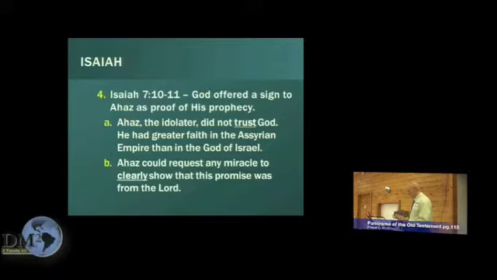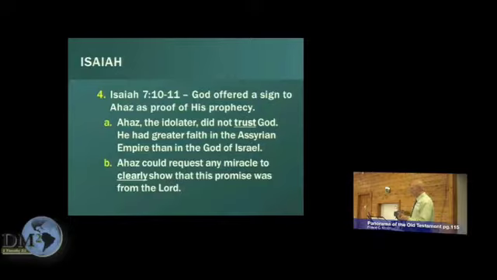"Therefore the Lord himself will give you a sign." Who's the you? House of David. "Behold, a virgin will be with child and bear a son, and she will call his name Emmanuel. He will eat curds and honey at the time he knows enough to refuse evil and choose good. For before the boy will know enough to refuse evil and choose good, the land whose 2 kings you dread," just shifted. Now he's talking to Ahaz, singular, "will be forsaken."